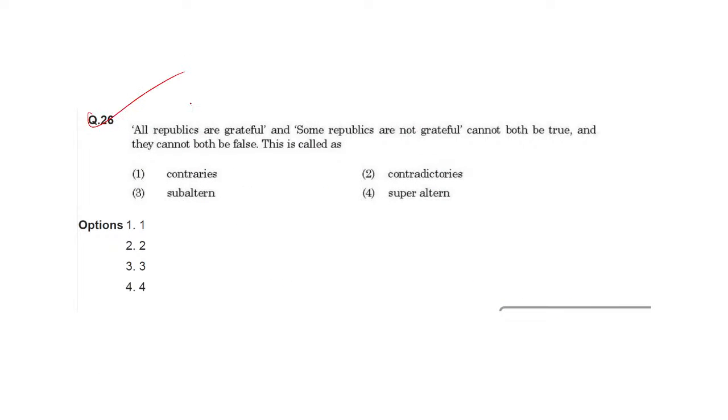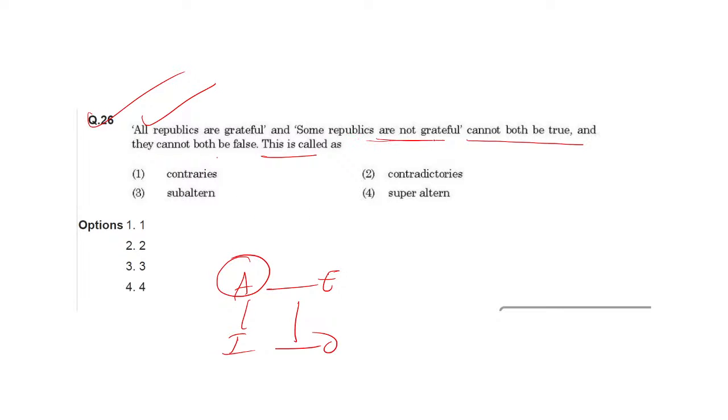Here is one more question: all republics are grateful and some republics are not grateful cannot both be true and cannot both be false. What is the relation, friends? A, E, I, O, right? Which type of statement is this? All republics are grateful means A type. Some republics are not grateful means O type. What is the relation between these two?